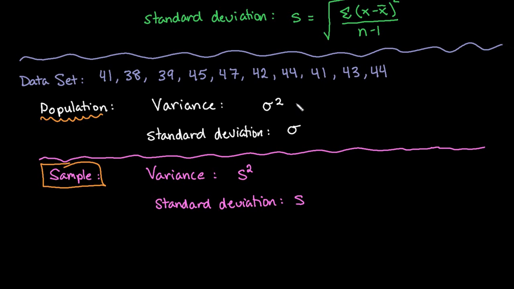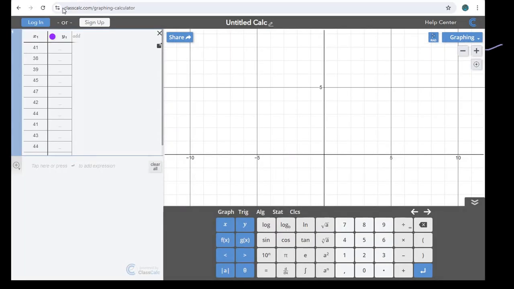Okay, so like I said, the calculator will do this for us. All you have to do is type in the data values. So let me go ahead and pull up the calculator. Like I said, the URL is classcalc.com/graphing-calculator. It is completely free to use. There's also an app for your smartphone that looks very much the same.